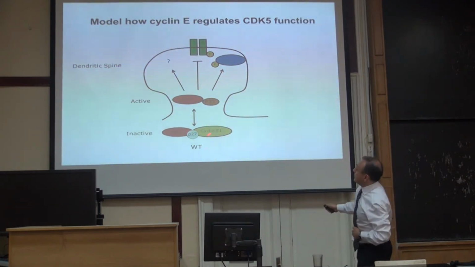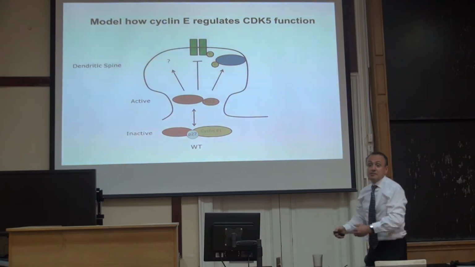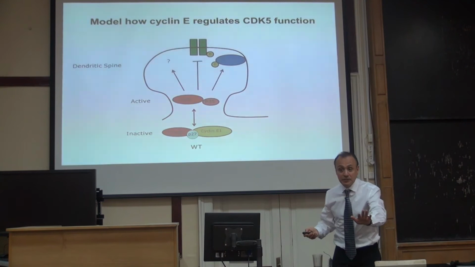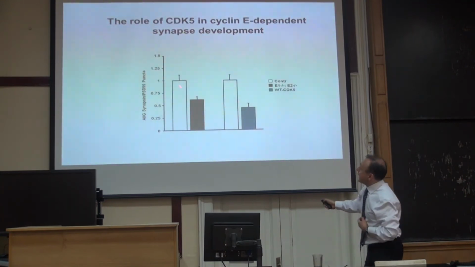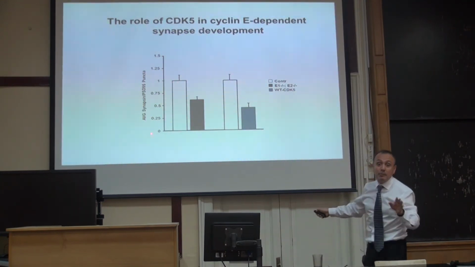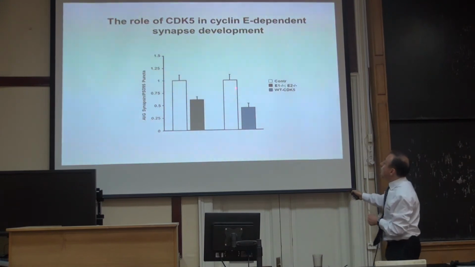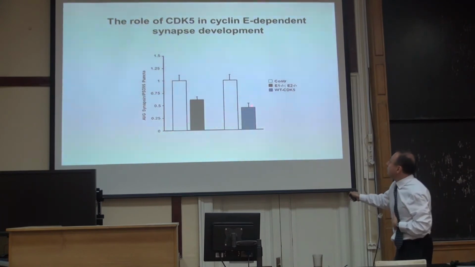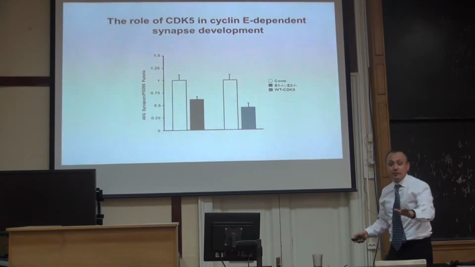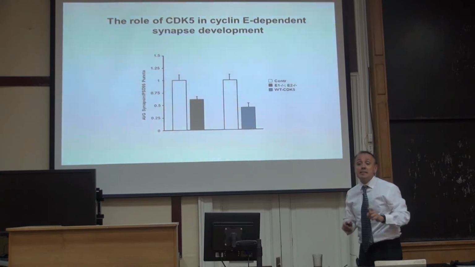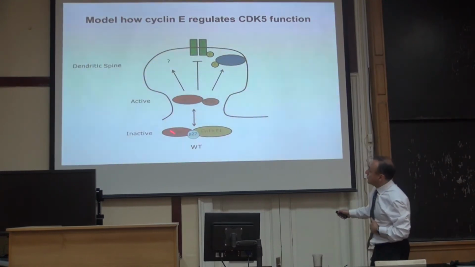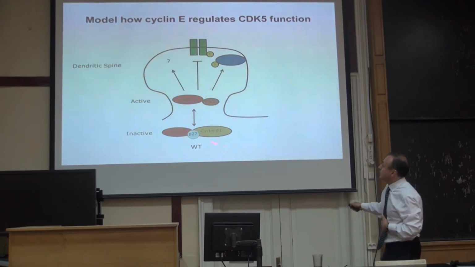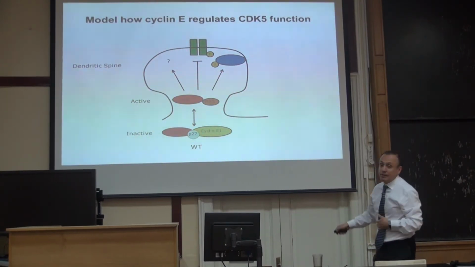We said if cyclin E inhibits CDK5 and if cyclin E knockout hyperactivates CDK5, let's just hyperactivate CDK5 and see what happens. So here we take the neurons and either we knock out cyclin E, and as you can see the number of synapses goes down as I told you, but now we take the wild type neurons and overexpress CDK5, hyperactivate CDK5, and exactly as you predicted, there's the same phenotype. So far so good. We can mimic the phenotype of cyclin E1 knockout with CDK5 overexpression.